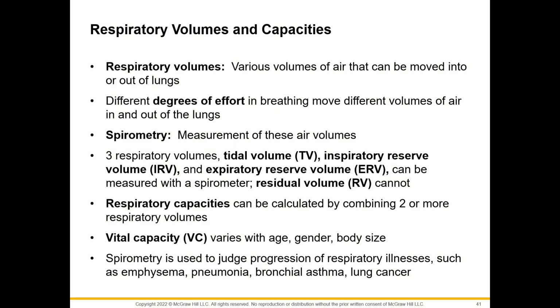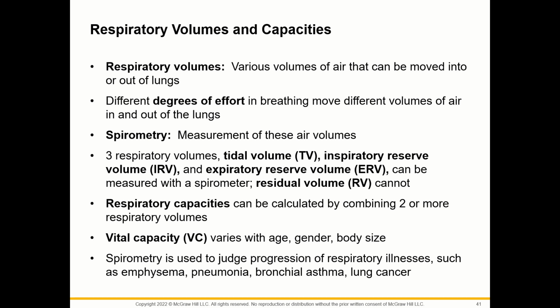Okay, respiratory volumes and capacities. Respiratory volumes are the various volumes of air that can be moved into or out of the lungs. And it has different degrees of effort in breathing, and this moves different volumes of air in and out of the lung. Spirometry, sorry, is the measurement of these air volumes. And if you do the spirometer test, you blow on the spirometer and it has that little dial that spins around and it can measure your volumes.